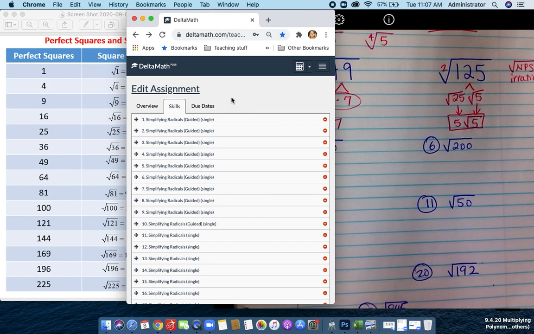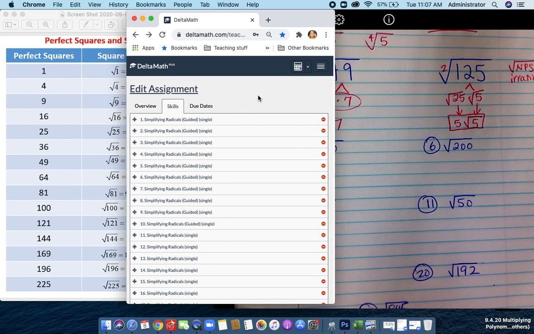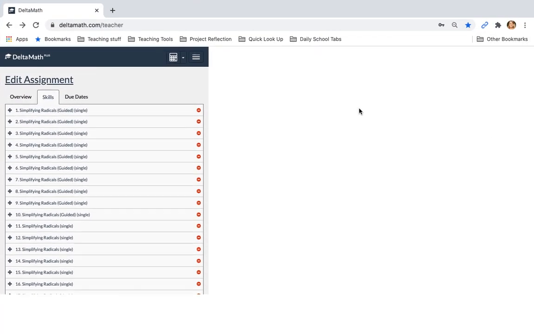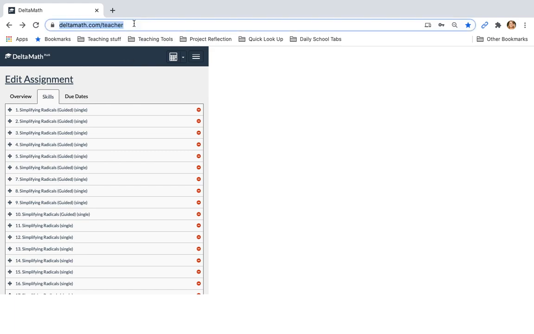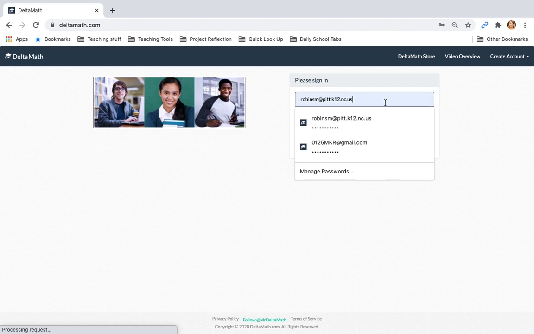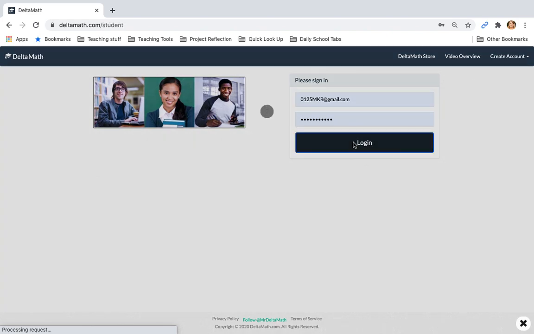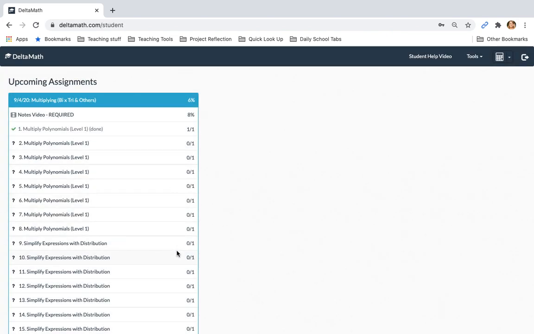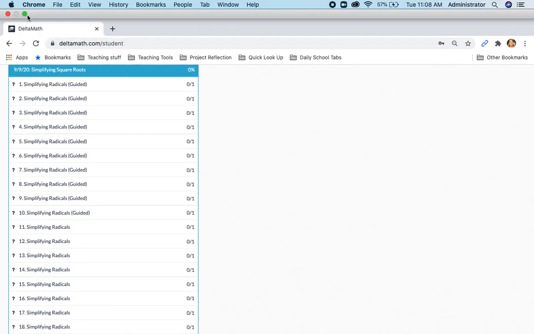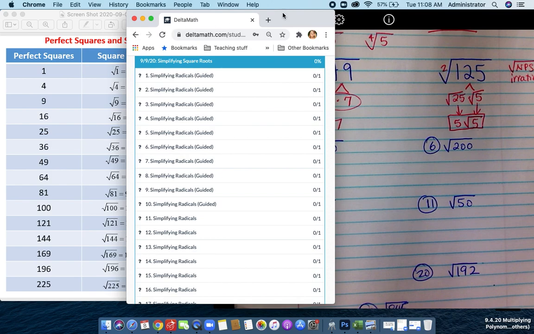If you open up your Delta Math assignment, you will see that you have an assignment called Simplifying Square Roots for 9-9. So if you'll give me a second, I will log out of this and go into my student account so it'll look exactly like yours does. So we've got here 9-9, Simplifying Square Roots. This is what your assignment is to complete.